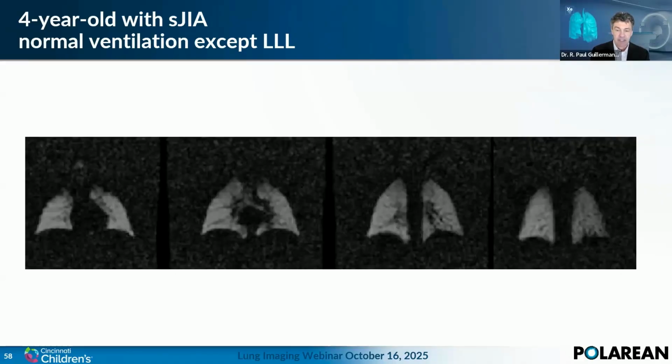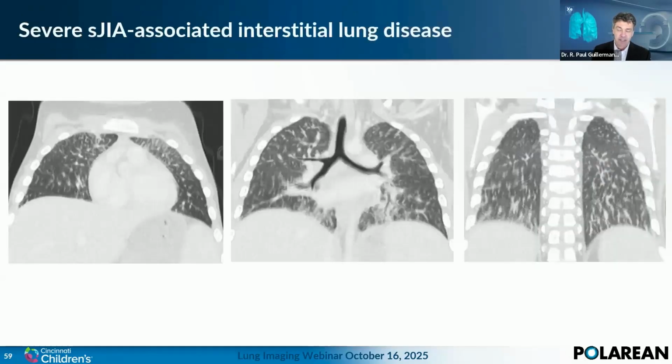But when you go to the CT that was obtained around the same time, which is on the next slide, you can see that this patient who's got systemic JIA has very extensive interstitial lung disease. If you do gas exchange, you may reveal some gross abnormalities on that, yet they may have essentially normal ventilation. So again, underscoring the importance of looking at the anatomic images and also thinking about applications other than just the ventilation by using xenon.